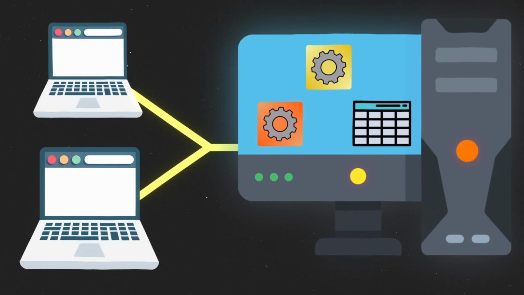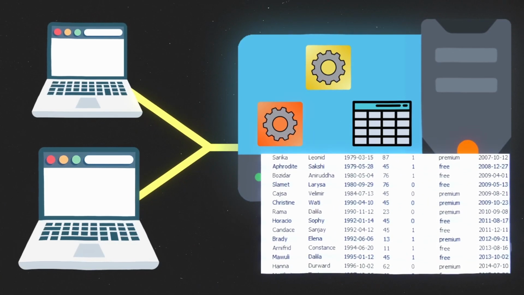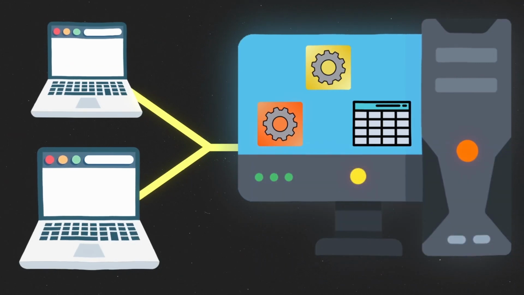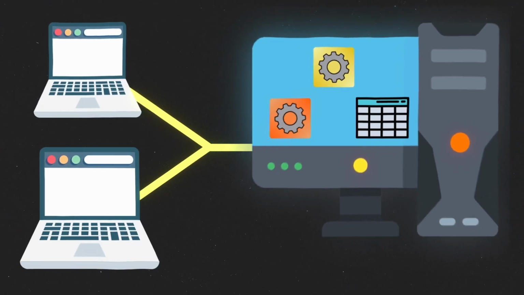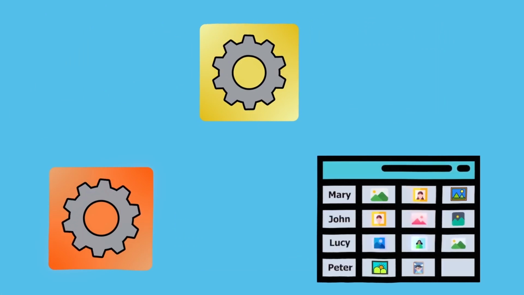A database is like a warehouse that contains all kinds of information, like names, numbers, dates, etc. And the program will use the database when it receives a request from the user. If we have a social media website, the images of each user will be in the database.